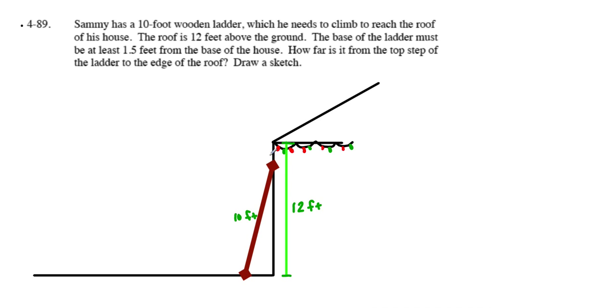Now what they're wanting us to find here is how far is it from the top step of the ladder to the edge of the roof. So this distance right here is what we're focused on. We're looking at from here to here. We don't know what that is, so let's call that value y. We want to find y. y is the distance from the top of the ladder to the roof. That was the top step of the ladder.